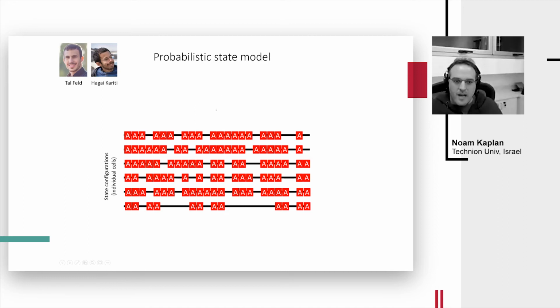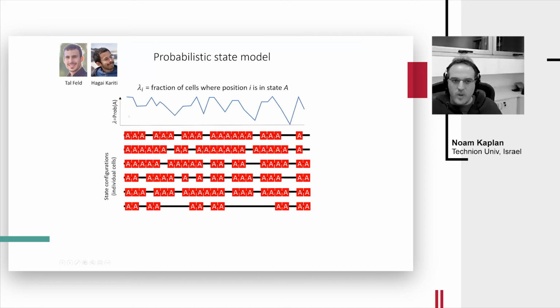And let's think about it in this way. In every cell in the population, every position can be in one of 2 states. So we write it here as A or not A, which is essentially B. Again, we can summarize this as this landscape. We'll call it lambda, which is just the probability of every locus being in A. So it's the frequency again in the population.